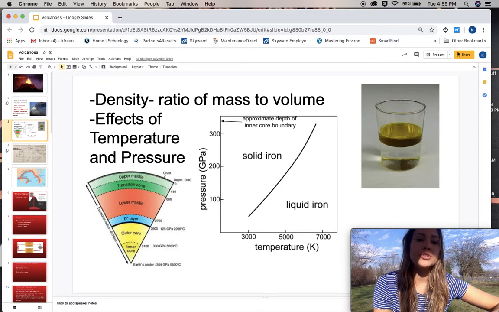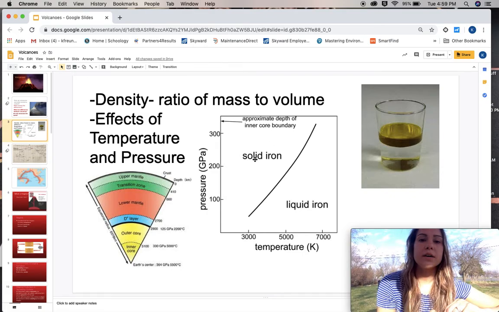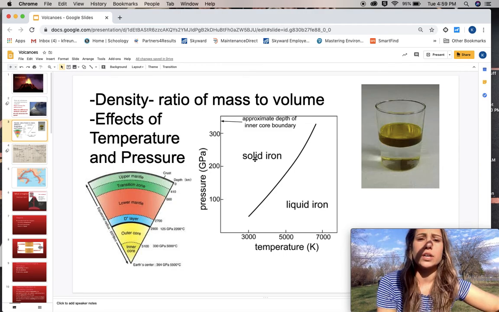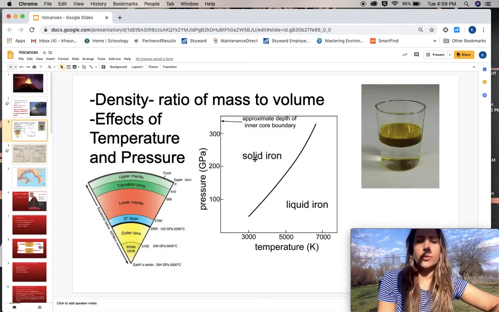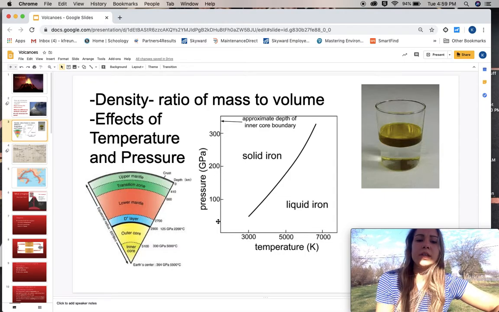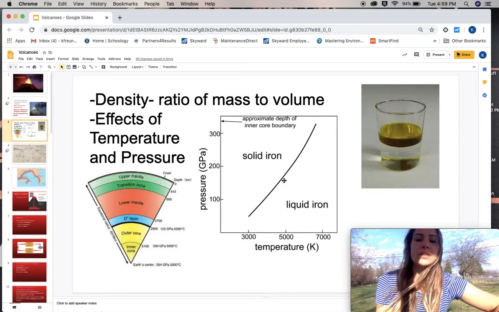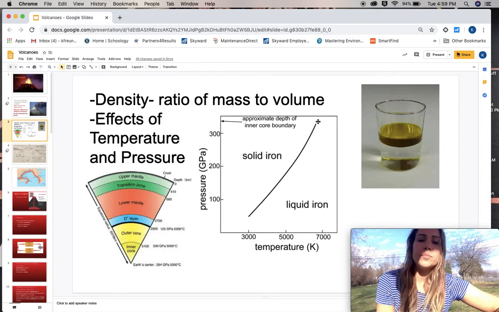And the next thing is temperature and pressure and the effects that they would have on rock. I chose iron as an example because there's a lot of iron in rock, especially magma, which is going to be the focus of our discussion today. So the iron is in solid form, as you can see here, under high pressure and relatively low temperatures, but also some high temperatures. This line right here represents the border between when iron is solid and when it would be liquid.